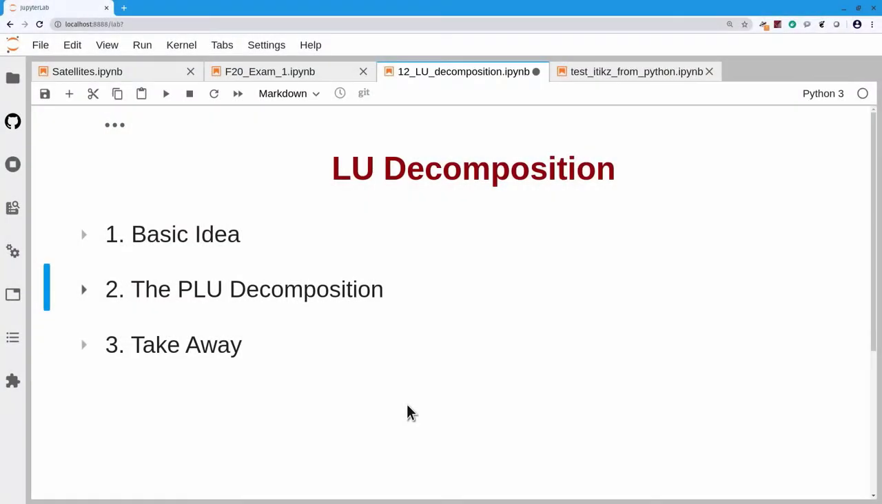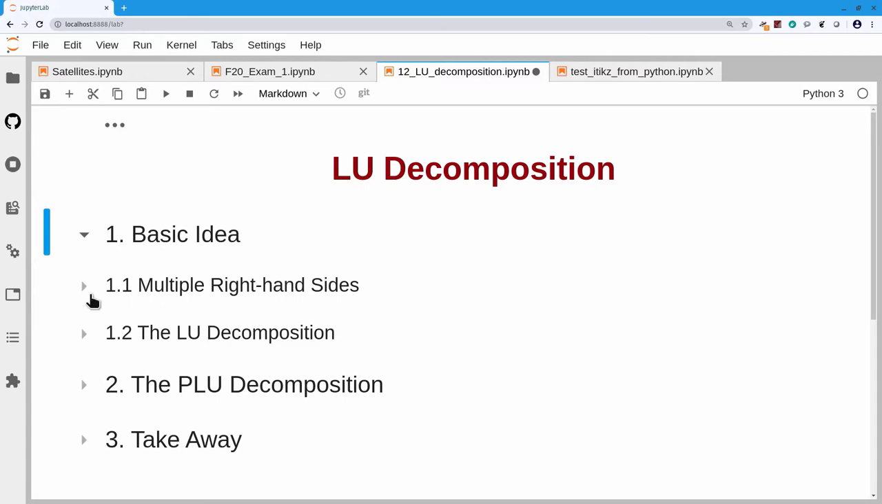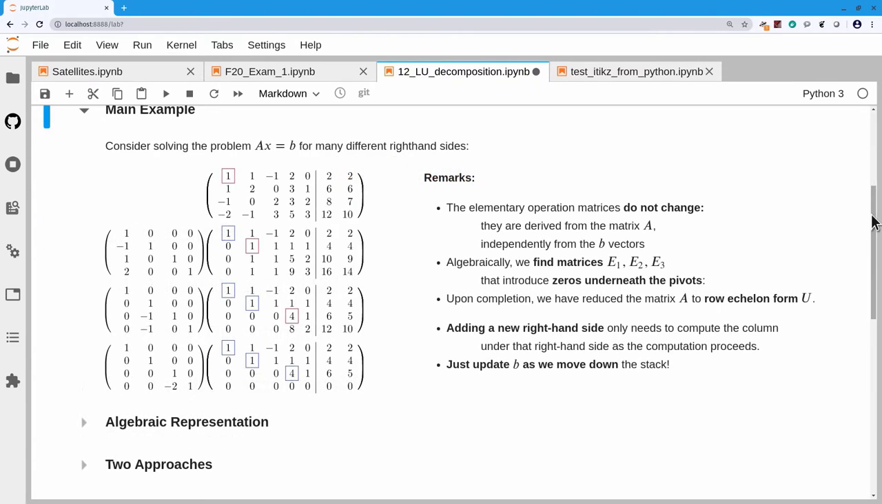In this lecture, we will look at what is known as the LU decomposition of a matrix A. The basic idea that we will pursue is to ask what happens if we want to try and solve AX equals B with multiple right-hand sides. Here's the main example that we are going to use for section one in this lecture.